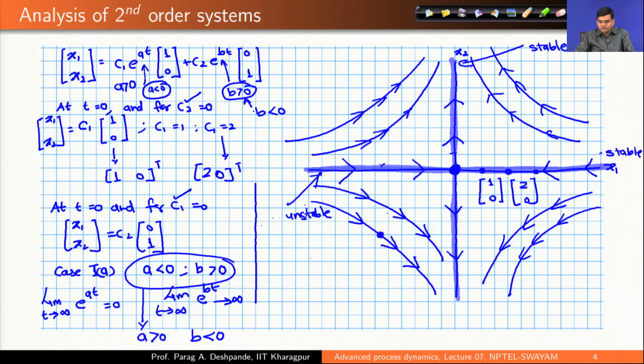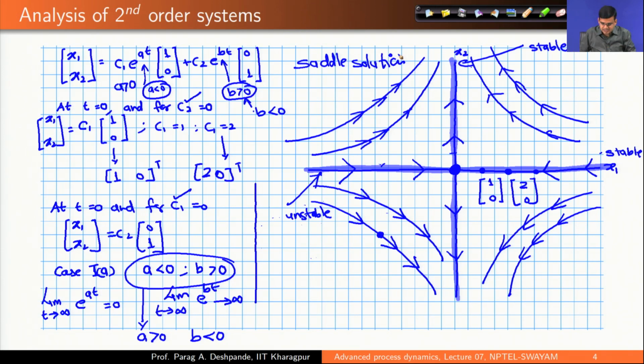And what kind of phase portrait is it called? This phase portrait is called a saddle solution. Why is it called saddle? Because from one direction you go towards the minima, from the other direction you go to the maximum. Maxima means the system diverges to infinity. So, it has a saddle-like behavior, and such solutions are called saddle solutions.